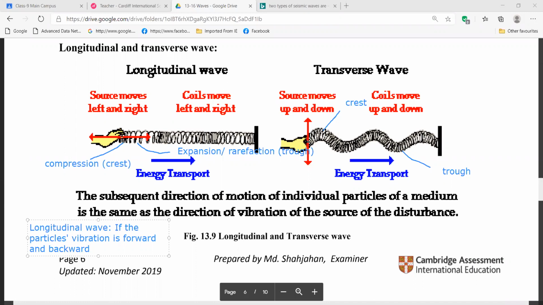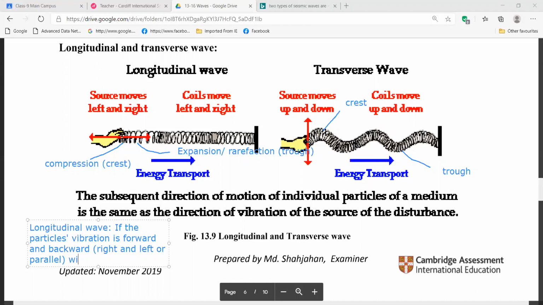sometimes we say forward and backward, sometimes we say right and left, or we say parallel. Any way we can say it. If you are writing forward backward, it is correct. You say right and left, it is correct. You are saying parallel, it is also correct.